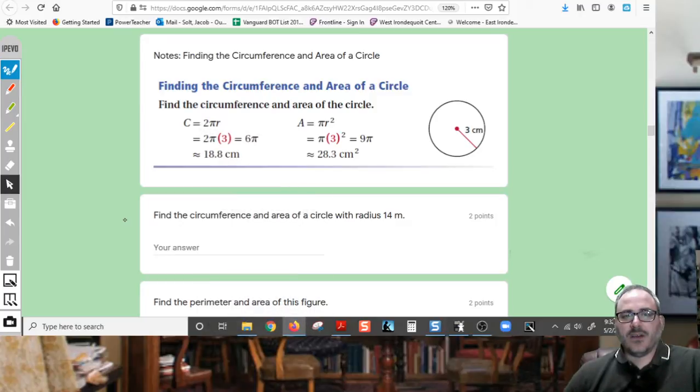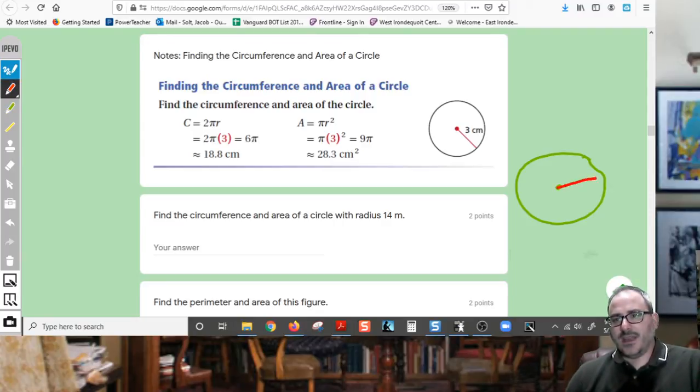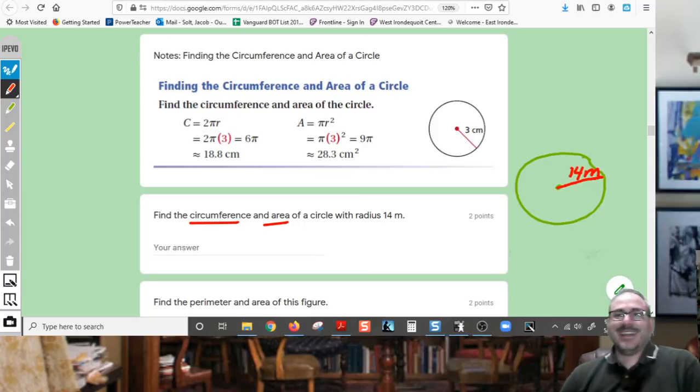So I'm going to have you do this next one. I probably should stop doing the sketches, actually, because I want you to get into the habit of making these sketches for yourself. They told us that the radius here is 14 meters. So find the circumference and the area of a circle with a radius of 14 meters. Use this notes area here as a reference. It's going to be the same exact problem, but 14 is going to be stuck in there instead of 3. It's going to be meters, square meters, not square centimeters.